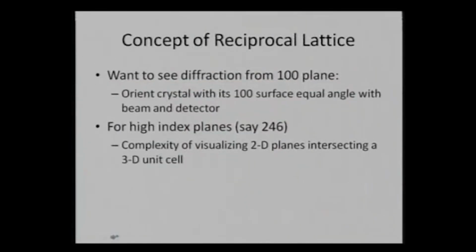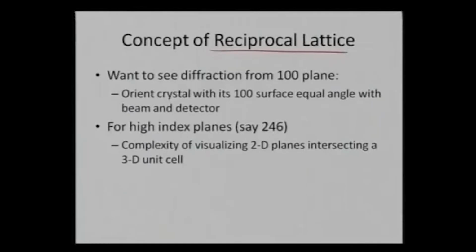So to come out from this problem, we define something called a reciprocal lattice. And the problem arises, say if we want to see a particular 100 plane, I orient my crystal approximately with 100, and which has an equal angle with the beam as well as the detector. So I can define that my theta is basically obeyed, and I can obey Bragg's law for a particular alignment.